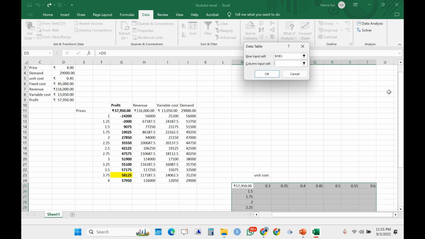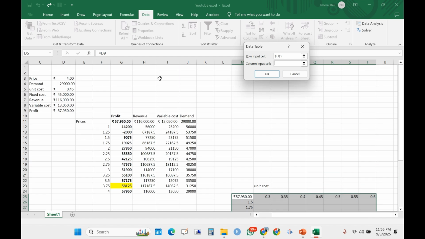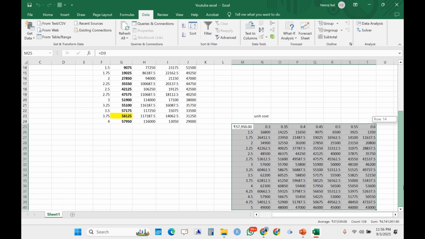And then in column, what we are changing? What we want to change? What if this changes? What will change? Column, we are changing the price. So where is the price in the model? This is the price, which is again D3, and row input cell is D5. So we say okay. Now this formula, everything has come. Now what is it saying? Can we see that?